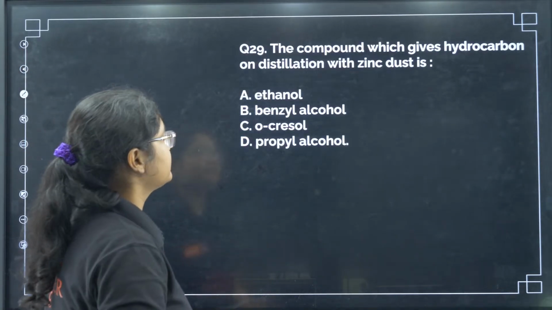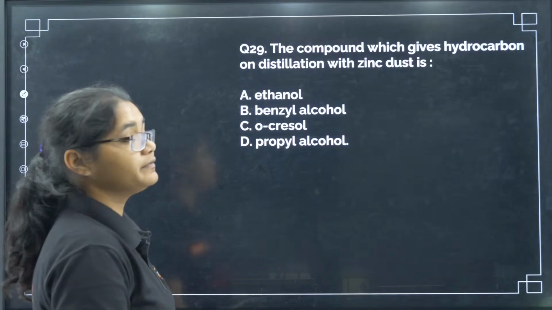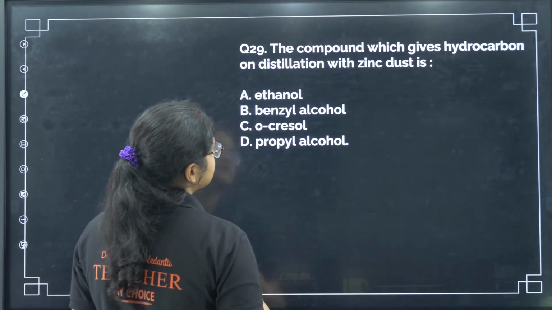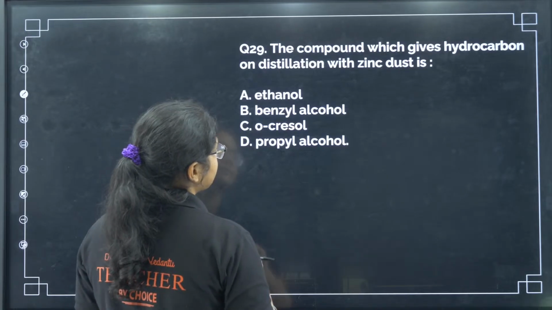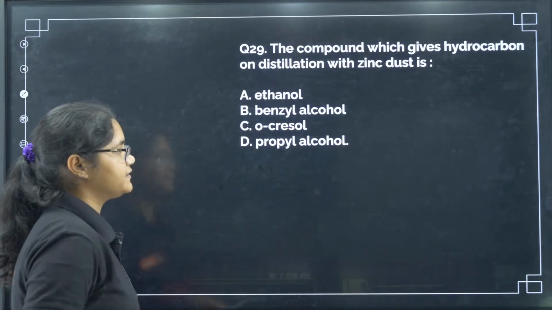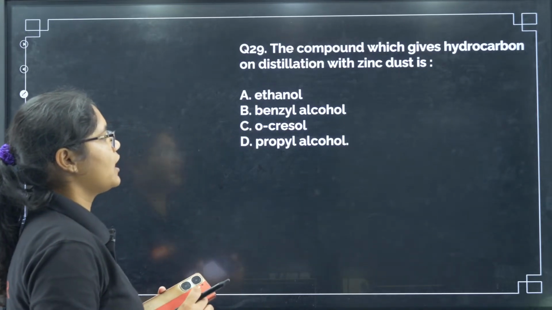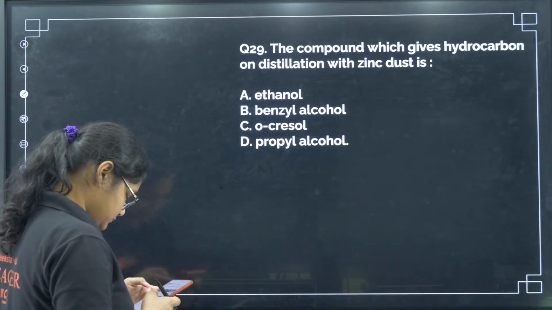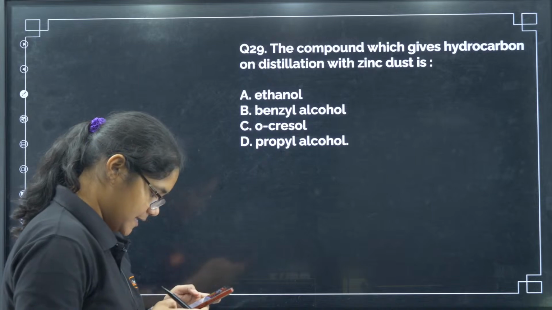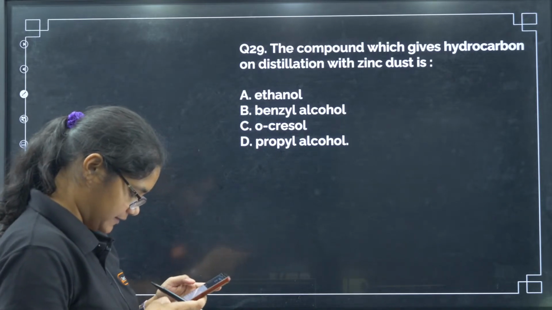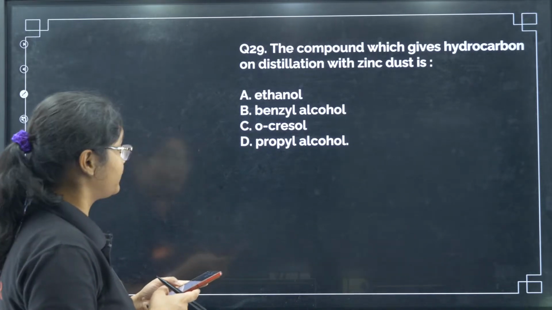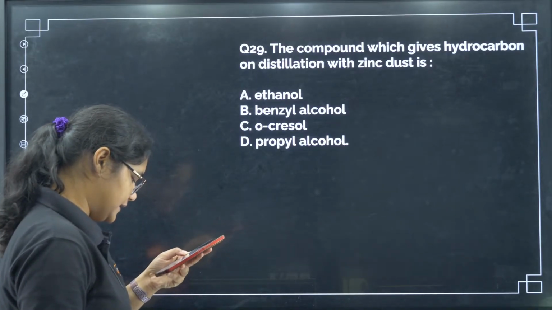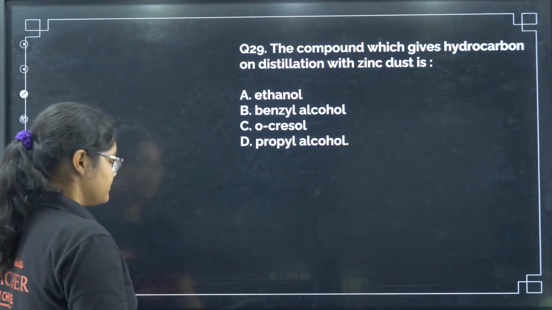The compound which gives a hydrocarbon on distillation with zinc dust. Yes, if you treat it with zinc dust, you will get a hydrocarbon. Which one is that? Let me see if anybody has answered. I didn't find any answer for 29. Prakash is saying ethanol. C, D, A, I am getting different answers.